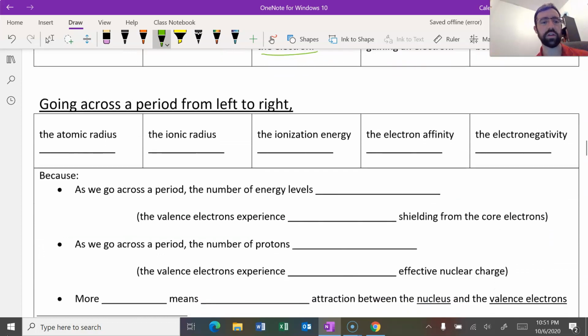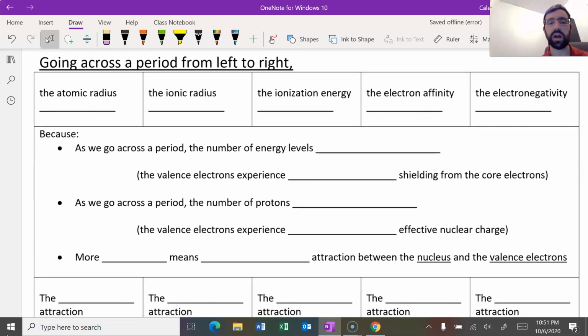So let's go down and look at our trends across the period. Going across the period from left to right, the atomic radius decreases.